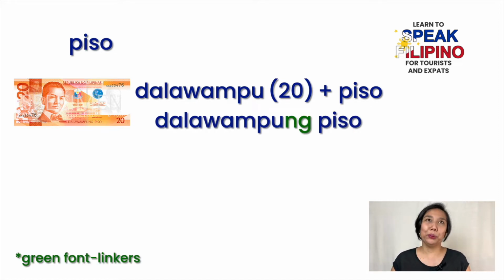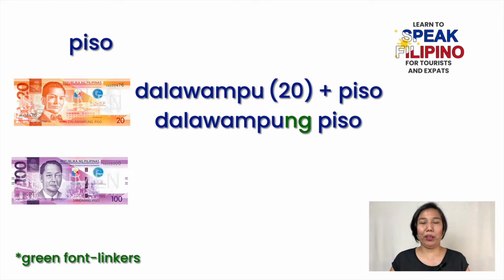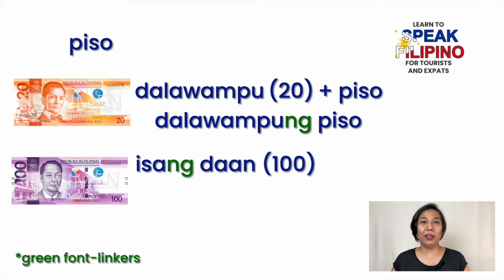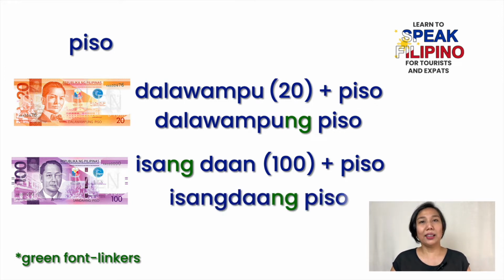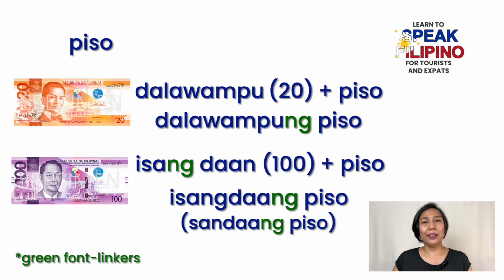So for example, you want to say 100 pesos. So 100 is isang daan. Okay? The number 100 is isang daan. Okay? You want to say 100 pesos. Okay? So since isang daan is Filipino, you add the currency piso in Filipino. So you see 100 pesos in Filipino is sandaang piso. Sandaang piso. Okay?